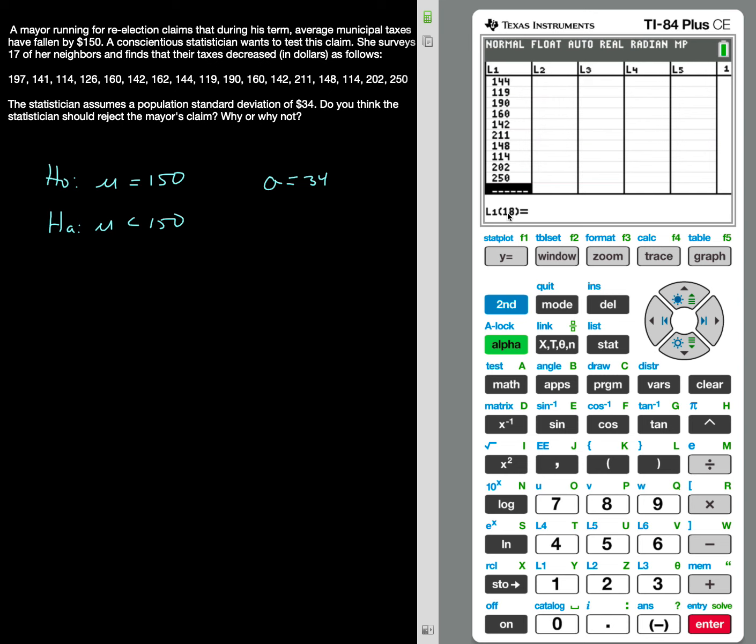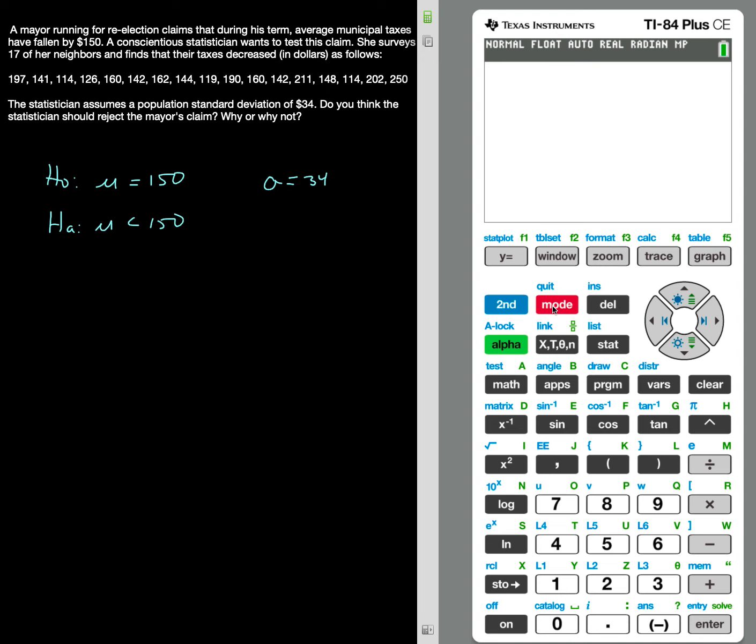See, I'm on the 18th value, which means there's 17 above that, and there's 17 values here. Quick check. I'm not going to go through and check all the numbers and make sure they are correct. I probably would if I were actually doing my assignment, right? But I'm just showing you the process here. So if you're given a list, you have to put it into your list, and I put it in L1, and again, stat and edit anytime you want to input a list into your calculator, and you have to do that to tell it where to pull the information. And again, second, quit, I go back to my home screen.